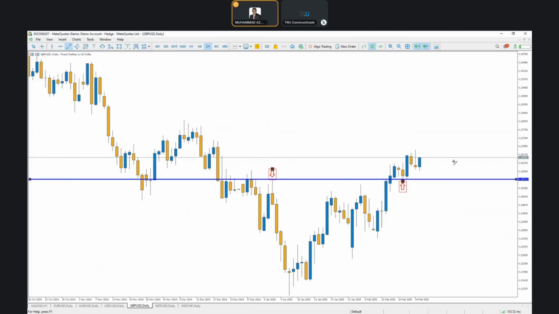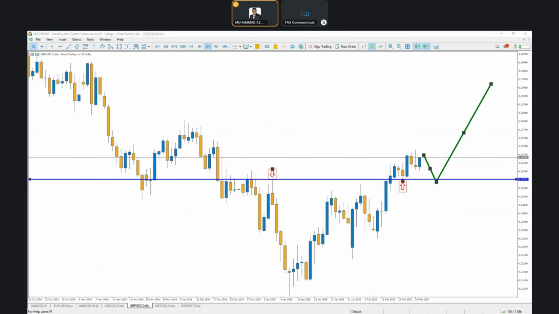So if we get a pullback at or around the 1.2571 area, then that might be a good spot to look for possible buy trades. I'm going to discuss potential trade setups as well in a minute. So it's quite possible that the GBP USD currency pair is most likely going to create a short-term pullback, and after that price action is going to rise up more in coming trading days. So this is the GBP USD currency pair daily time frame.